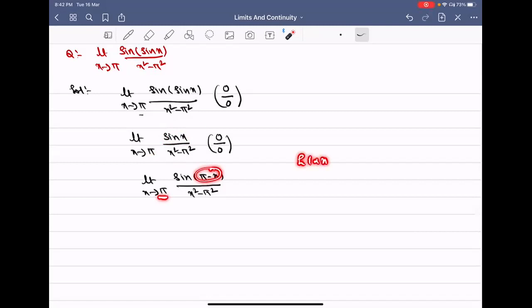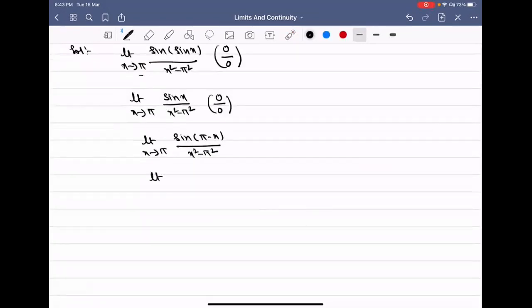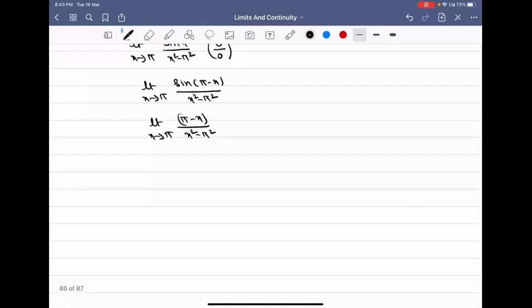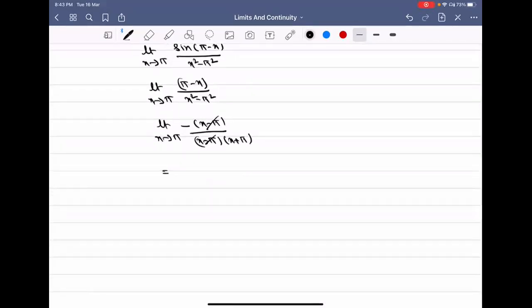Sine alpha x is equivalent to alpha x when alpha x tends to 0. Here pi minus x tends to 0. Now you can replace sine of (pi minus x) with (pi minus x) over (x square minus pi square). This equals limit x tends to pi: take minus common, (x minus pi), and x square minus pi square can be written as (x minus pi)(x plus pi). The x minus pi cancels. Now if you directly substitute pi, you get minus 1 by (pi plus pi), that equals minus 1 by 2. Clear?